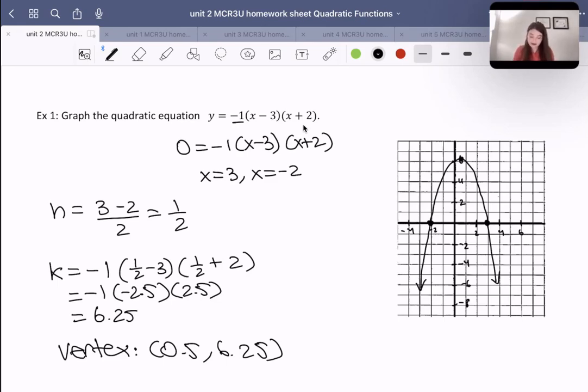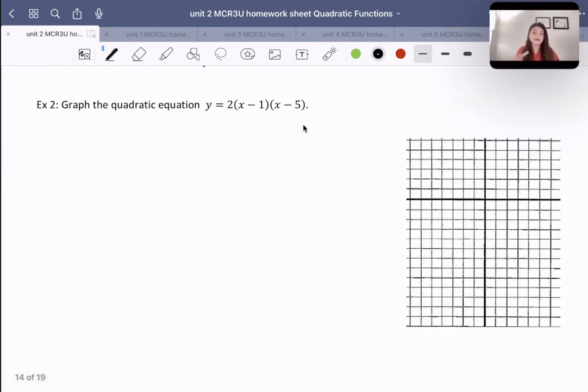All right, let's try another one. This one has very similar methods, so I do encourage you to pause the video, go ahead and give this a try if you feel comfortable with doing that, and come on back when you're done.